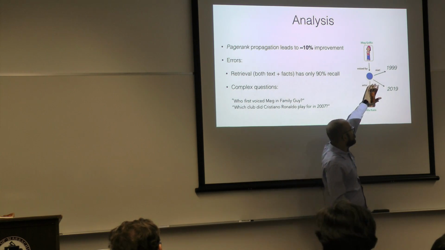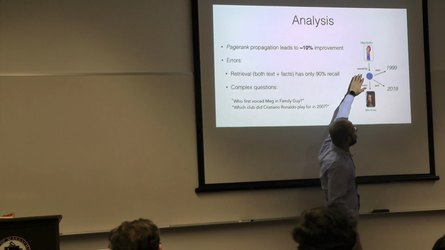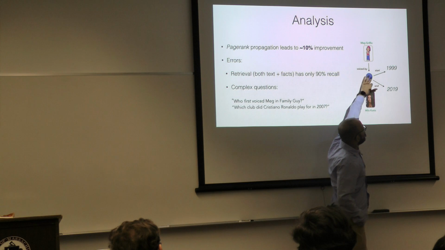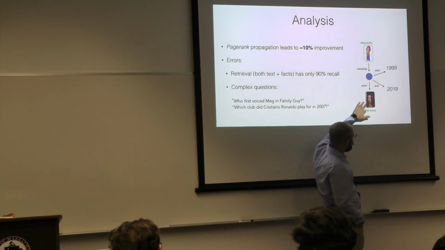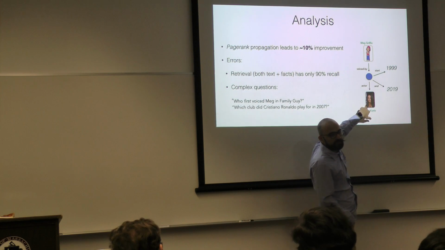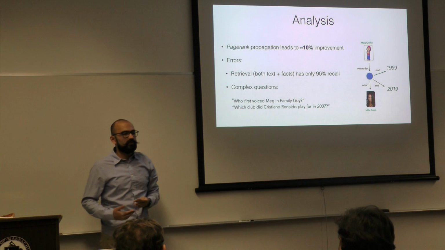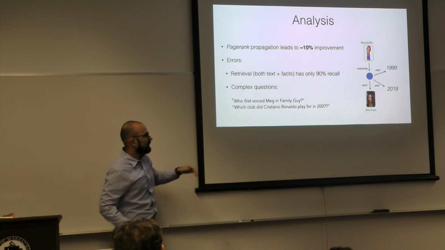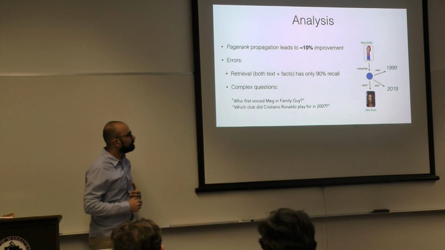Because to get the information from 1999 to Mila Kunis, the number of steps we need to take increases by a lot. We start with Meg Griffin, we come here, then we need to go back upwards to 1999, then come back here, and then come to Mila Kunis. So the number of steps that we would need to take would be much larger. And in general, we found that increasing the number of steps did not help with these sort of questions.